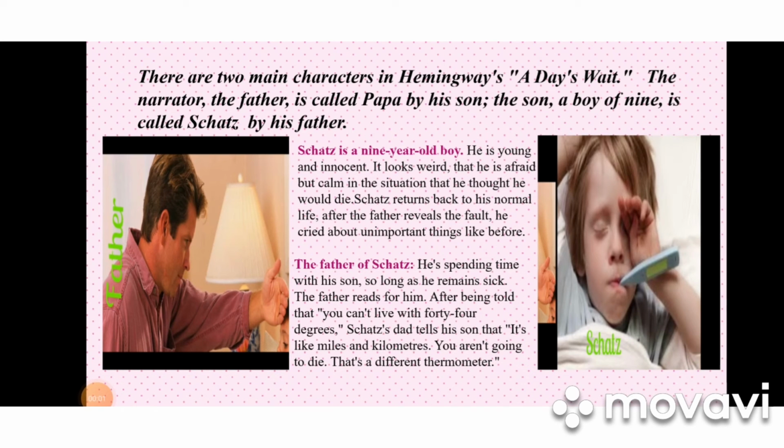There are two main characters in Hemingway's A Day's Wait. The narrator, the father, is called Papa by his son. The son, a boy of 9, is called Schatz by his father. Schatz is a 9-year-old boy. He is young and innocent. It looks weird that he is afraid but calm in the situation that he thought he would die. Schatz returns back to his normal life after the father reveals the fault. He cried about unimportant things like before.